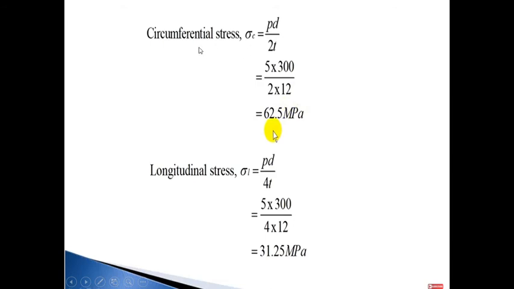First of all, we calculate the circumferential stress. The formula is sigma C equal to PD divided by 2T. You know the values: P into diameter 300 divided by 2 into 12, so 62.5 megapascal. Longitudinal stress, the formula is PD divided by 4T: 5 into 300 divided by 4 into 12, so that is 31.25 megapascal.